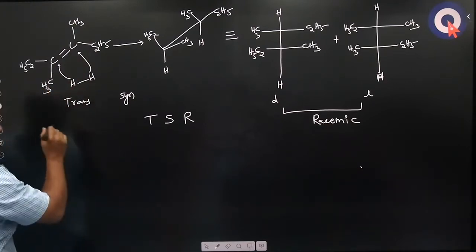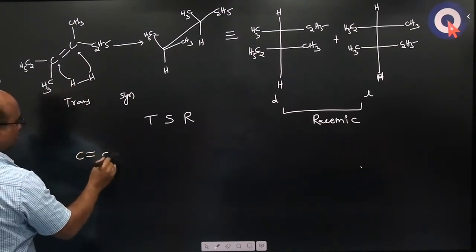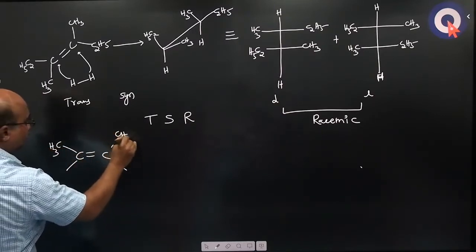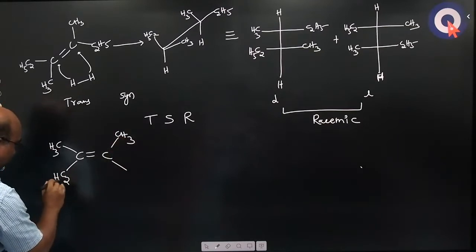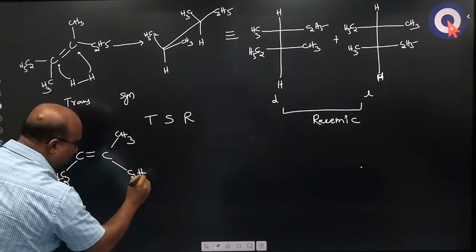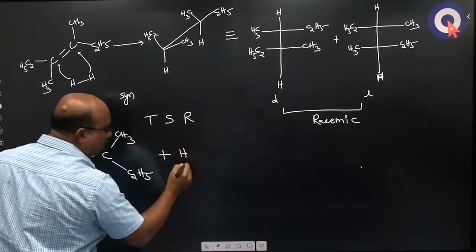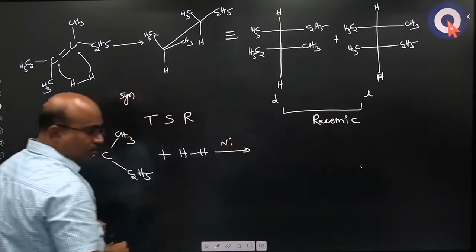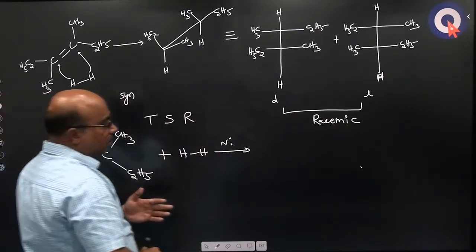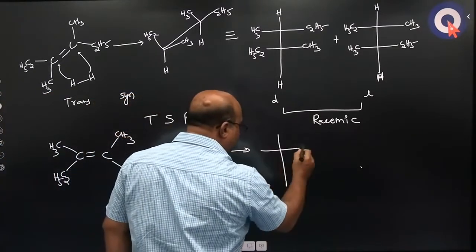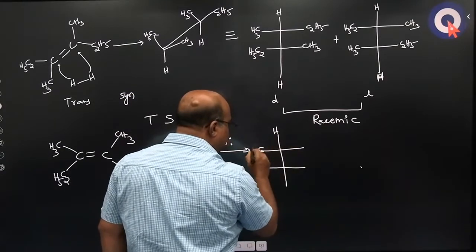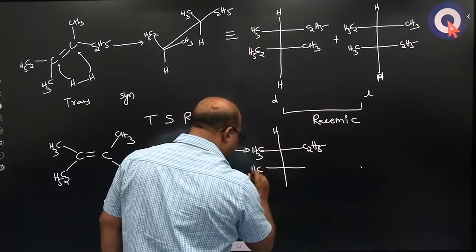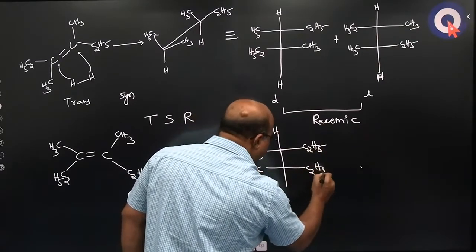Because when we take the cis compound, that is CH3, CH3, C2H5, C2H5, and you are adding hydrogen over a catalytic surface, nickel or something, then what do we see? The Fischer projection formula for that I can write simply like this: H, CH3, C2H5, CH3, C2H5 and H.